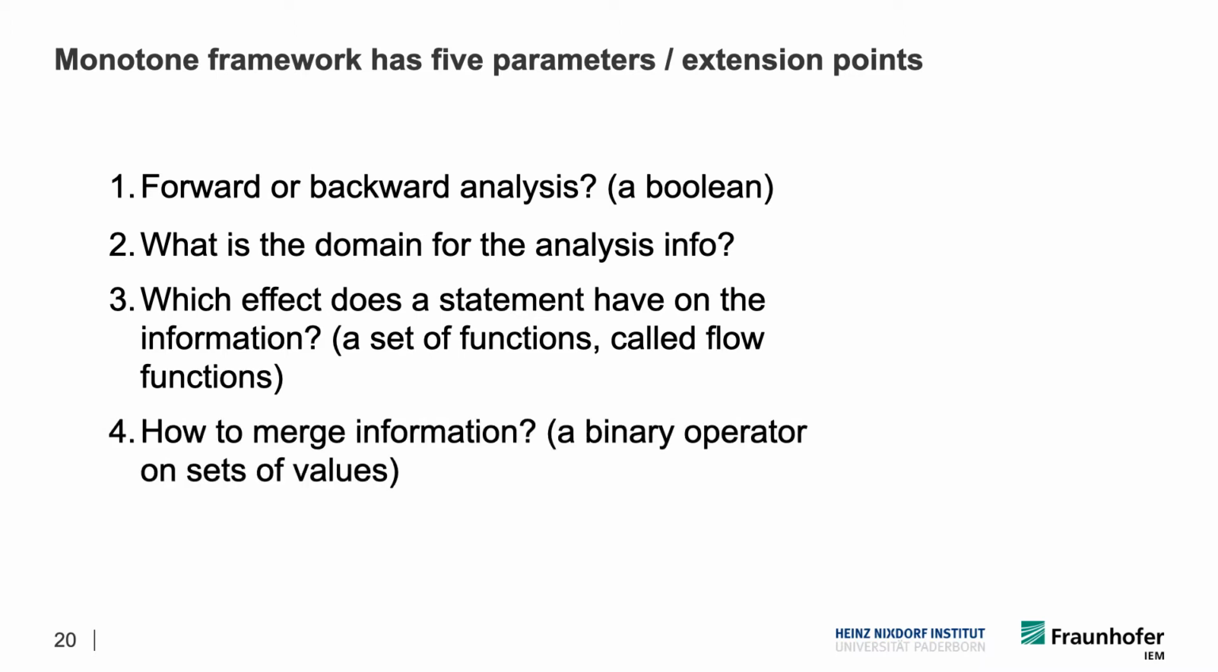Then also I already showed you that there are so-called control flow merge points. So whenever control flow merges due to branching, we also have to merge analysis information. And this is basically a binary operator on sets of values also taken from the domain. So we will get values from the left-hand side of the branch and from the right-hand side, and the output will be a single merged value.